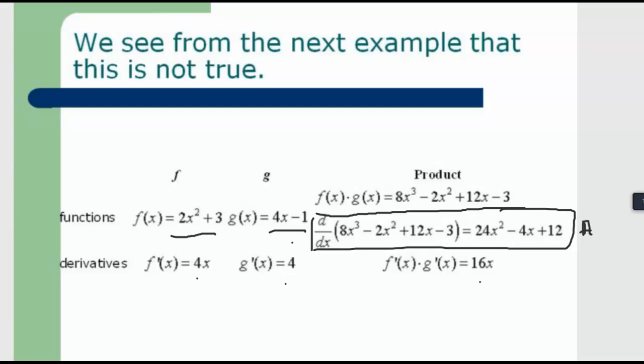You have to multiply together two functions before you can find their derivatives. So you can't find the derivative of f and the derivative of g and magically multiply the derivatives together and hope it's the same thing.